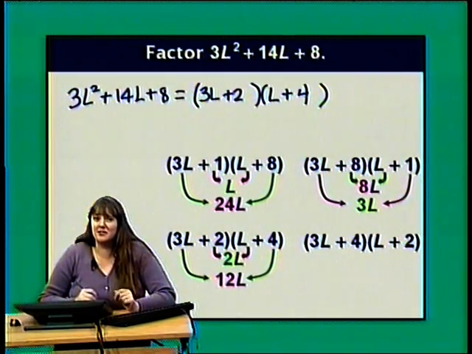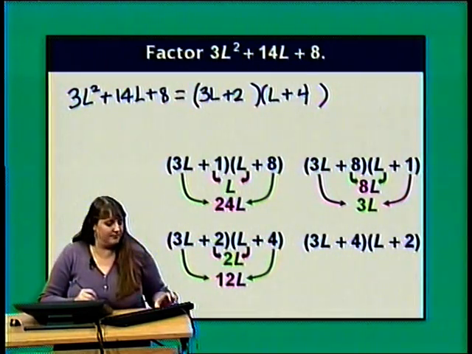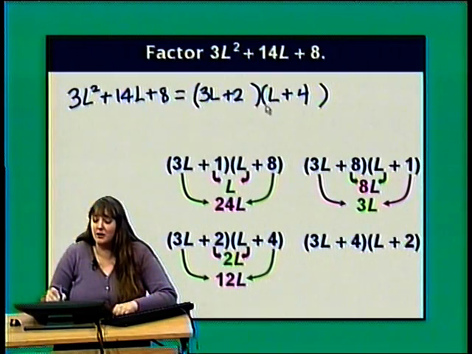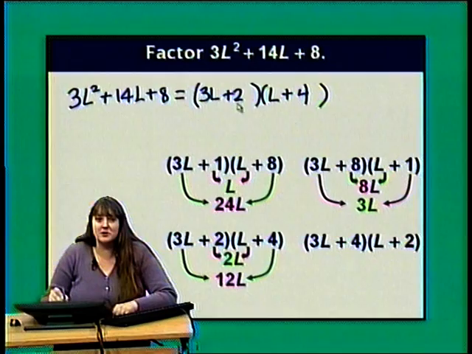Again, I just checked that the outer and inner terms add up to 14l. I do want to check to be sure that the first and last terms are actually 3l squared and 8. Product of my first terms, 3l times l, is indeed 3l squared. And the product of my last terms, 2 times 4, is indeed 8. So it looks like this factorization checks.